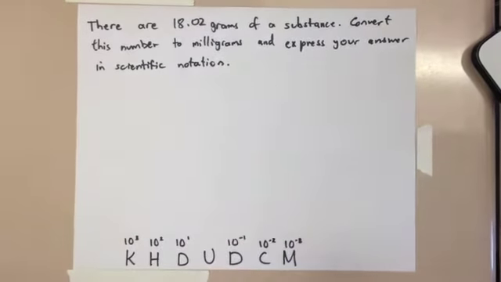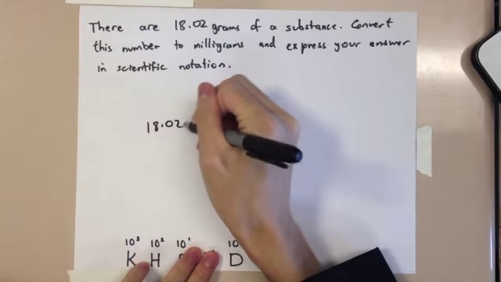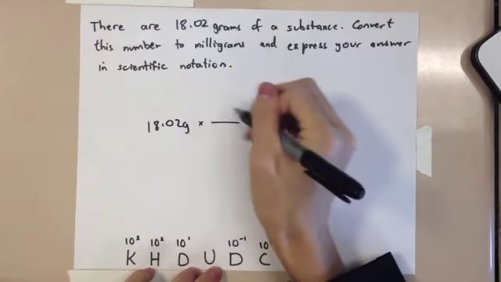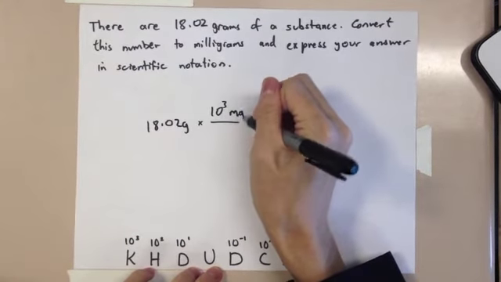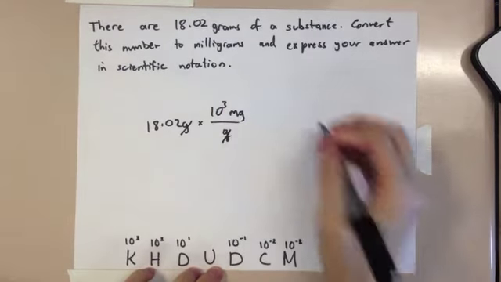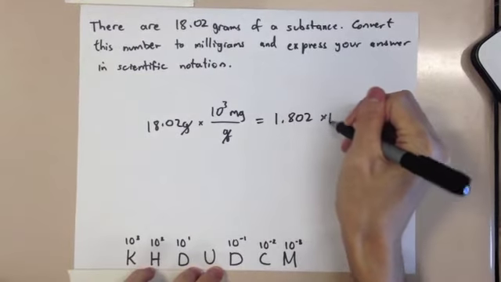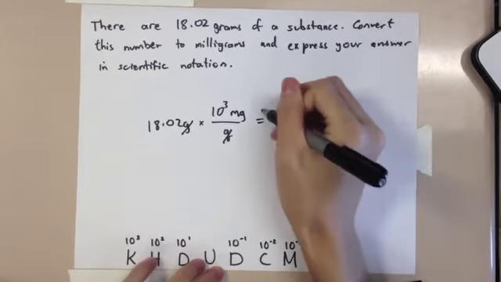So for this problem, if you look at these prefixes, there are 1,000 milligrams in a gram. So 18.02 grams times 10 to the 3rd milligrams over grams. So we need to cancel units, and this will become 1.802 times 10 to the 4 milligrams, and that is the answer.